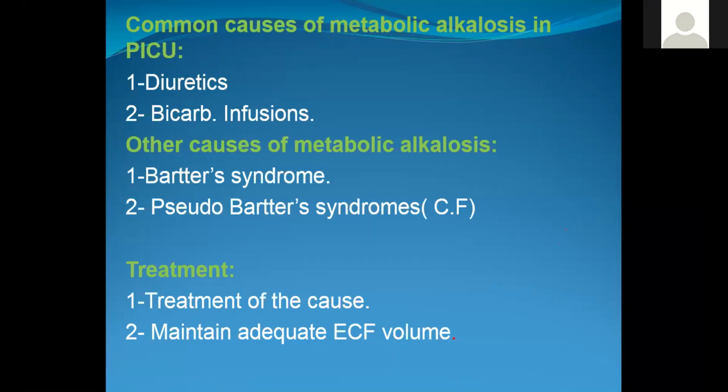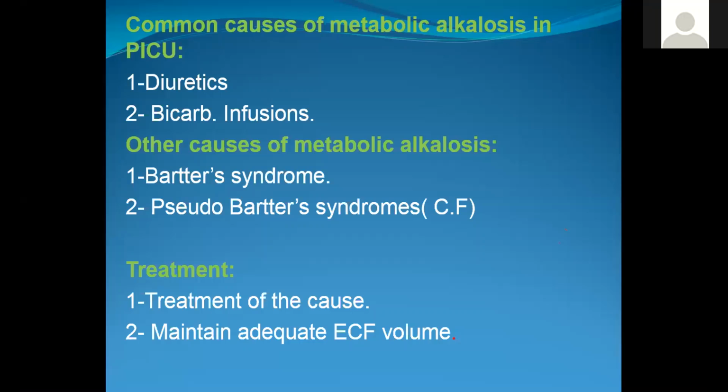One of the strategies of management of ARDS, for example, is to keep their lungs dry and use diuretics. One of the side effects of using diuretics is metabolic alkalosis. Also, if you are using bicarb infusions, you can see metabolic alkalosis, but usually this shouldn't happen. This means we overused bicarb. But there are other causes of metabolic alkalosis.